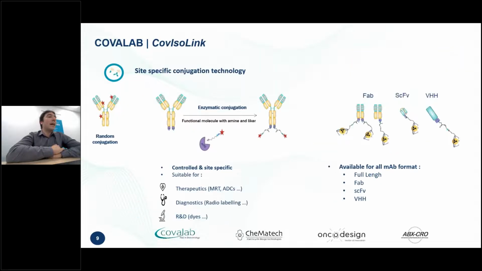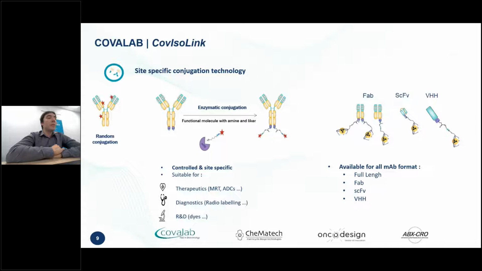For the next slide, I will present one of the most important parts of antibody development, which is the bioconjugation part through our Coissoling technology. Even if you develop the best antibody, which can take many years, if you make random conjugation at the end, for example with a chemical reaction, you can lose the antibody affinity and specificity.